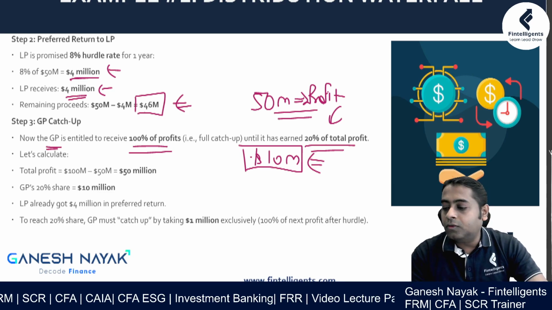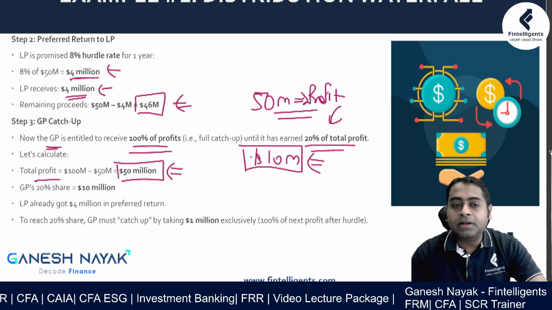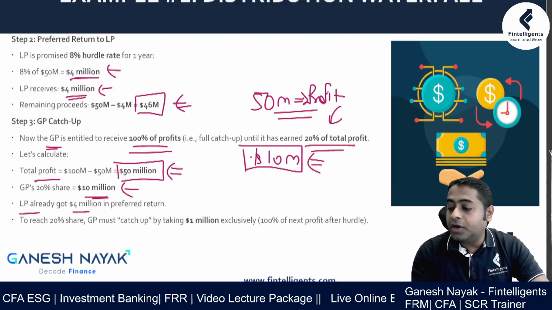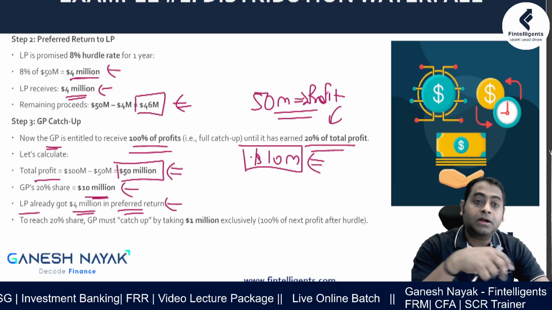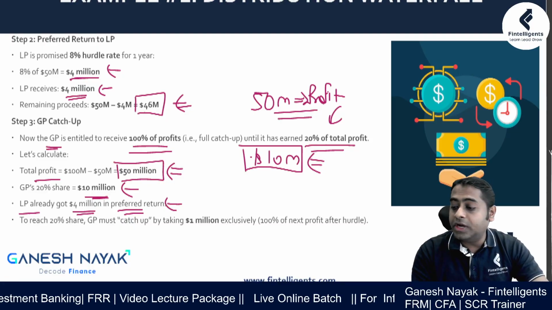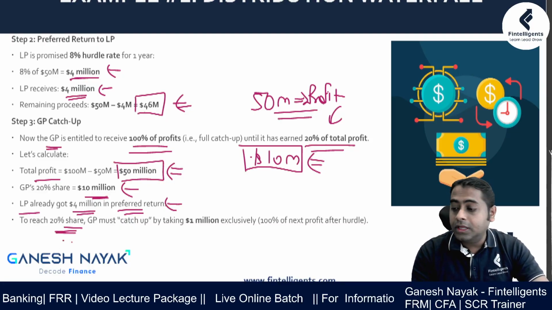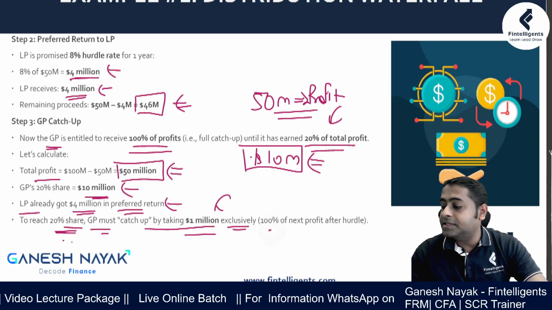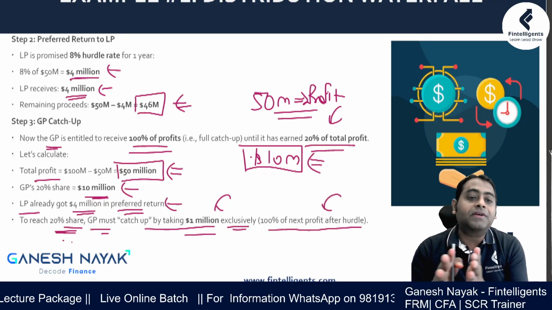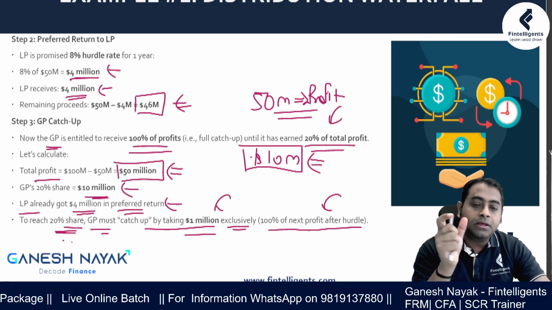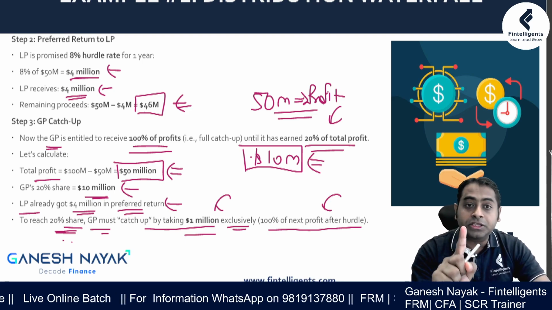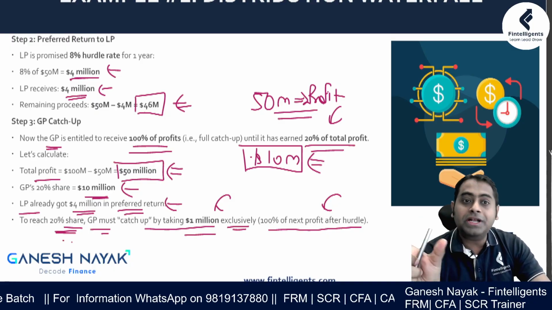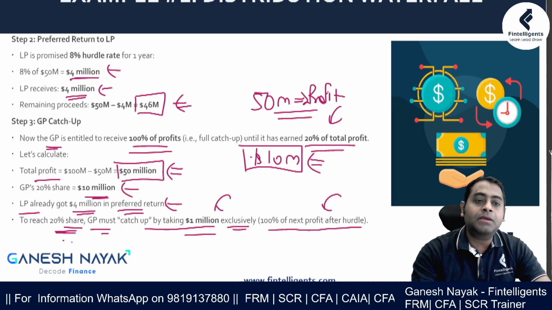So what is the total profit? My total profit is this 50 million. What is going to be the 20% share? 10 million. The LP has already got $4 million in preferred return, the hurdle rate. Now to reach this 20%, the GP must catch up by taking $1 million exclusively, or basically 100% of the net profit after the hurdle rate. Whatever is remaining, that $46 million, the GP will first take. The GP will get the first $1 million immediately, out of that overall 10 million.